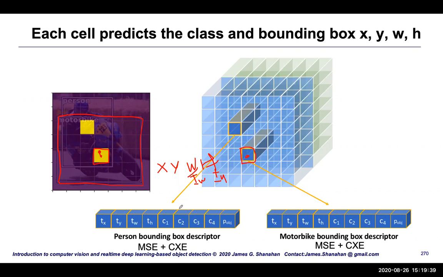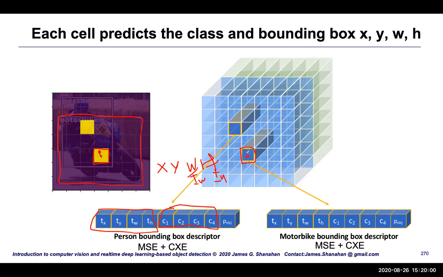So then you can imagine that we can do cross entropy with the classes here. We've got 4 classes that we're interested in, for example, and then we could do a mean squared error difference between the X, Y, W, H values here. So we can have our multitask loss function, mean squared error plus cross entropy, and away we go.